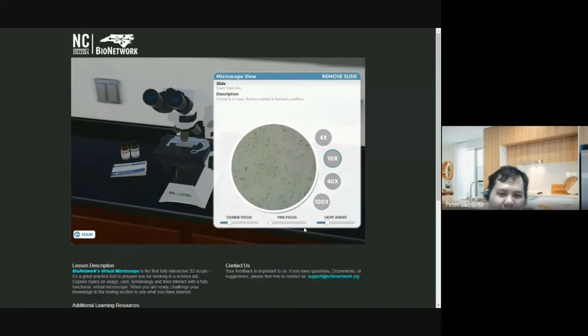Then you could start adjusting the light, if it's too dark or too bright. You could actually use the fine focus. And then you shift to your HPO. If you notice, class, when you get to HPO, the light darkens, so you make it bright. Then you could adjust. Even here, you could actually find your target.